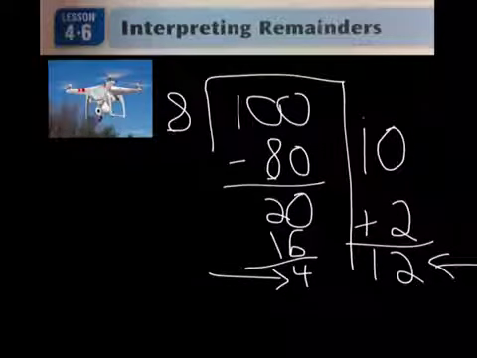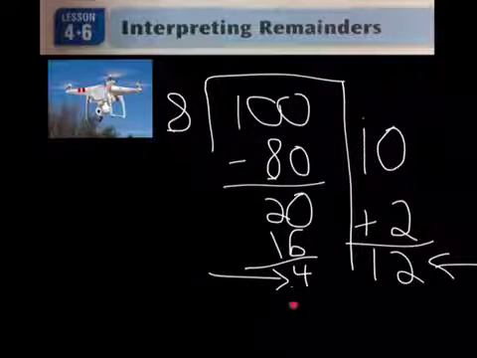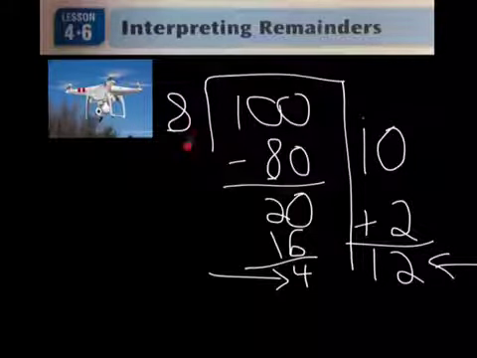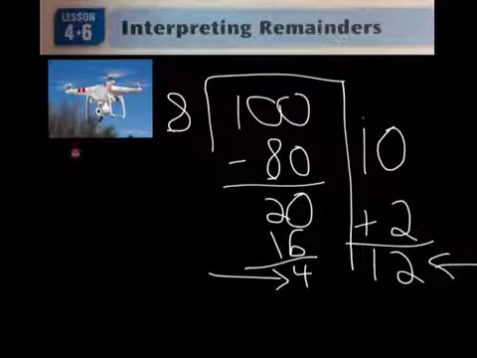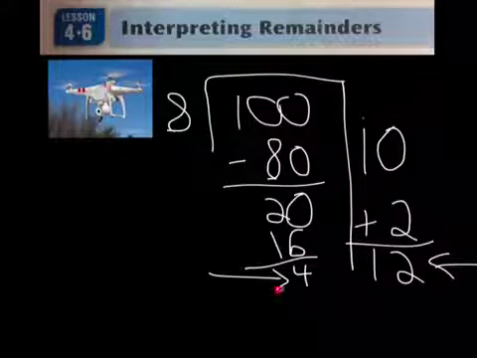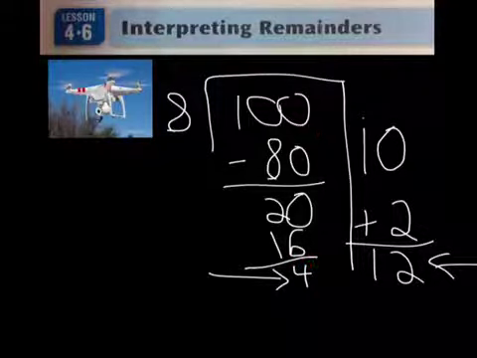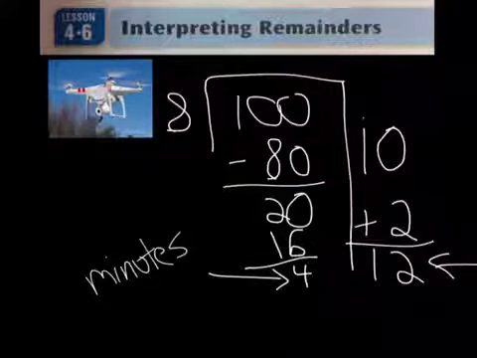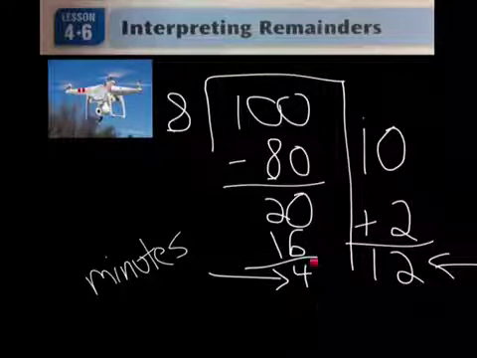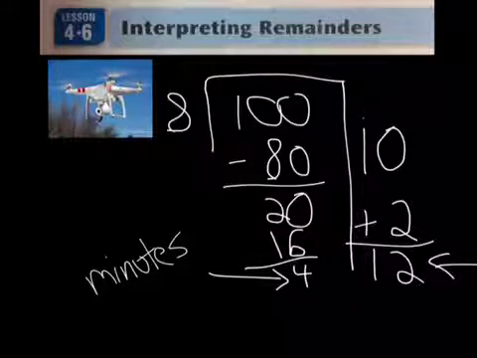What does this 4 mean? This is what we have to try to identify. Well, let's see. We have 100 minutes that have to be divided amongst 8 students. Each student is going to get 12 minutes flying the drone. There are 4 remaining, 4 out of the 100. So there are 4 what? Minutes. Okay, and that is important. We can't just ignore this remainder. There's still 4 minutes left that we could use.